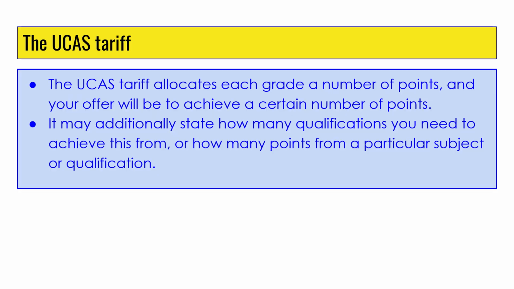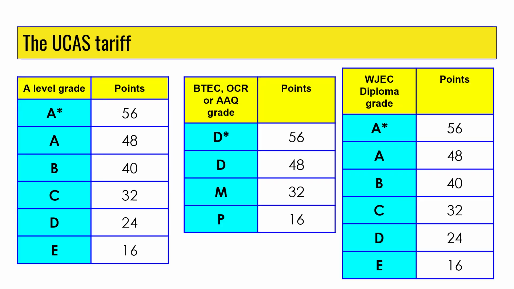The UCAS tariff works slightly differently in that it allocates each grade a set number of points, and the offer will be to achieve a particular number of points. Sometimes it may also state how many qualifications you need to achieve this from, or how many points need to come from a particular subject.